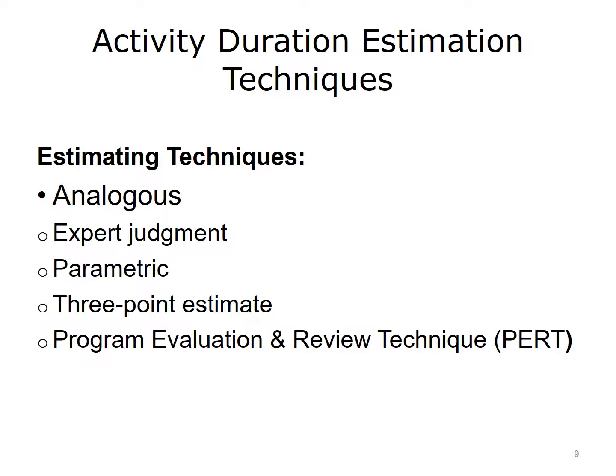A program evaluation and review technique, PERT estimate, is a popular type of 3-point estimate that uses a weighted average estimate. While it has advantages, such as more precise scheduling and control, it is a more complex and costly method to estimate durations.